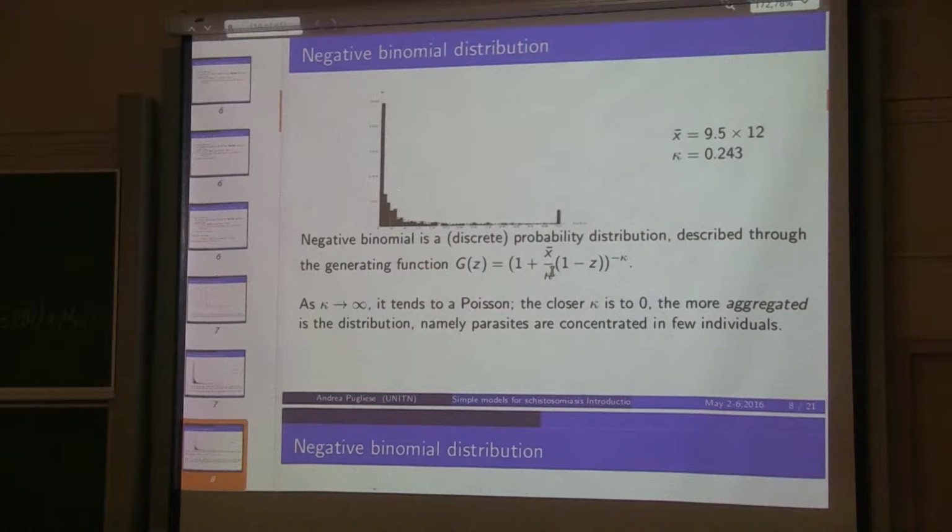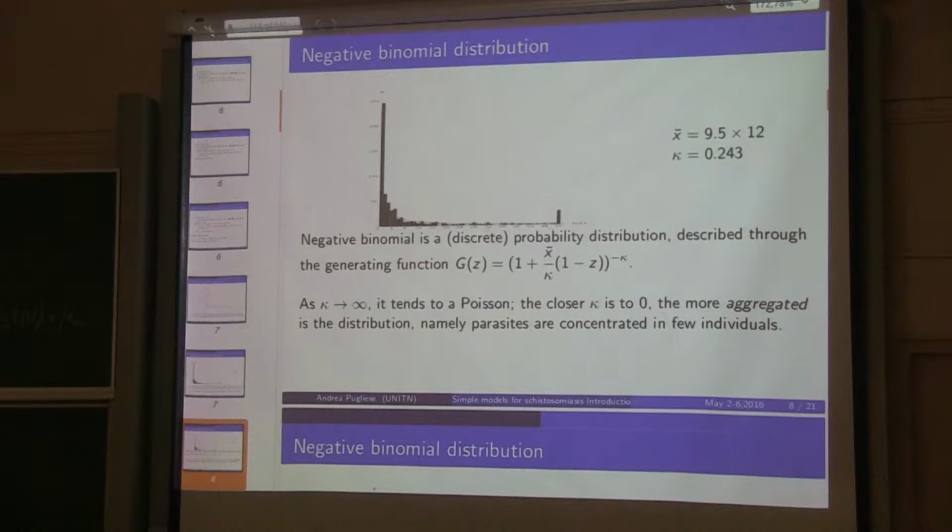This doesn't tell you very much. The only important thing to understand is that when kappa goes to infinity, this is a classical limit, and you get the Poisson distribution. So if kappa is very close to infinity, it is a distribution that is not very aggregated. It is a prototypical random distribution. The closer kappa is to 0, the more the distribution is concentrated in a few individuals. So 0.24 is quite close to 0, and this is an example of a distribution concentrated in a few individuals.